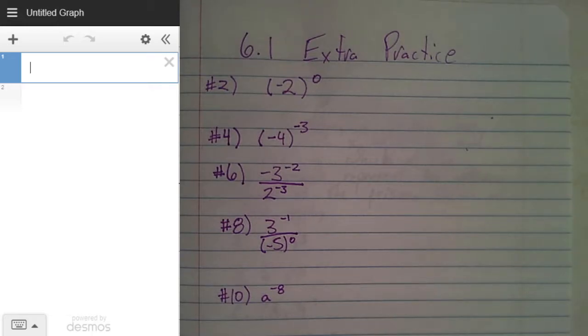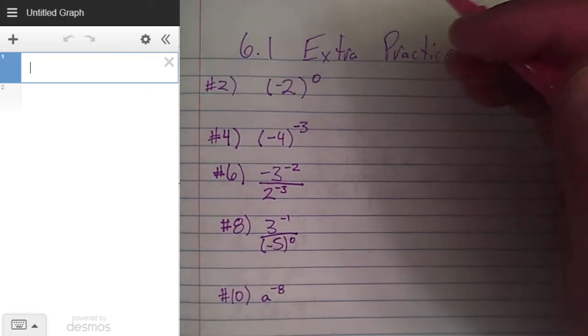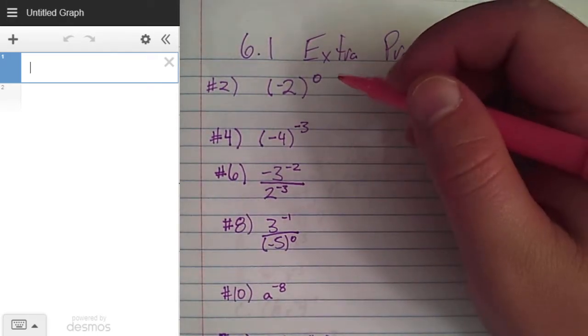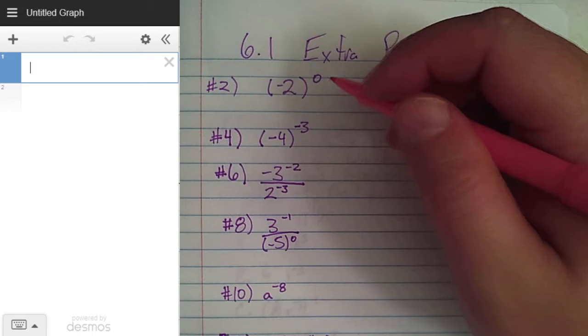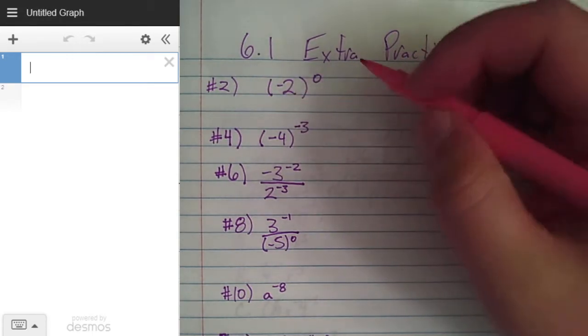We're here looking at 6.1 extra practice, on page 172. We're going to get into this with the exponents. Some things to remember here are some of those rules of exponents. We are to do 2 through 24 even, so we're starting with number 2.